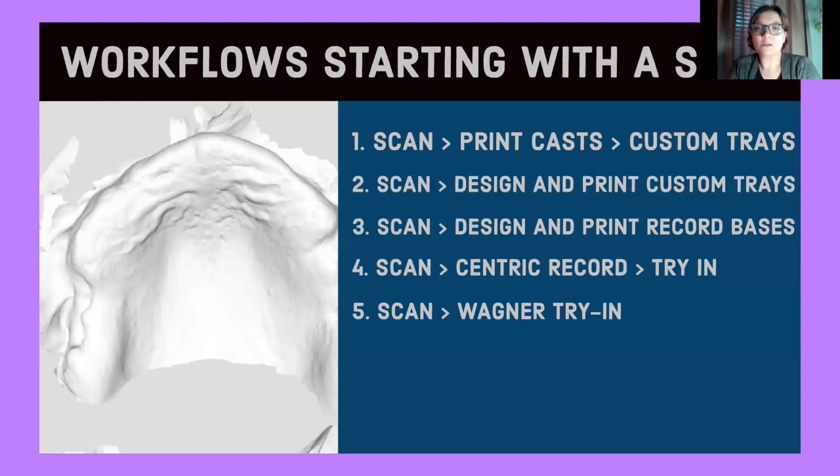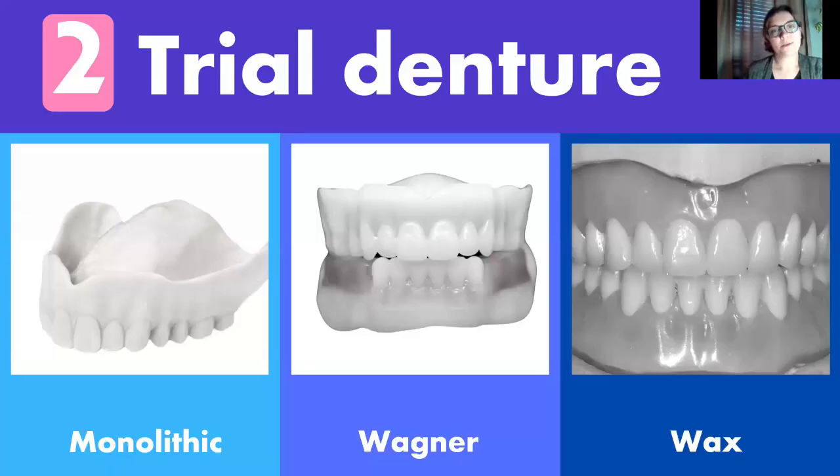Or you can scan and utilize proprietary methods, the centric trays and the centric records from Ivoclar. You can start with a scan, or you can scan and go to a Wagner Trian, and we'll walk through that Wagner Trian in the workflow section on the next webinar, but it's combining a wax rim and a tooth Trian. So let's talk about step 2, which is the trial denture.